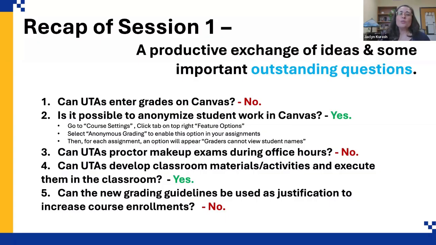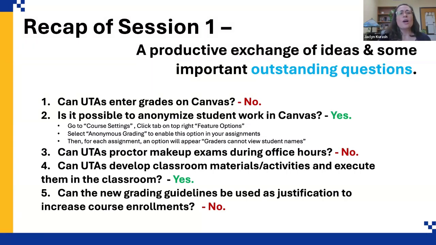Number 5, can the new grading guidelines be used as a justification to increase course enrollments? And Adriana said absolutely no, more or less. The change to the UTA policy regarding grading is unrelated to other policies. That's a quote. The emphasis of the UTA program should be student-centered. It should be about student growth through mentoring, through this professionalization process. And that makes a lot of sense.